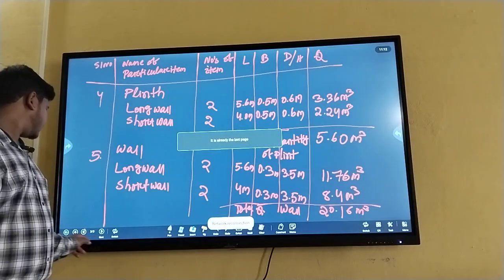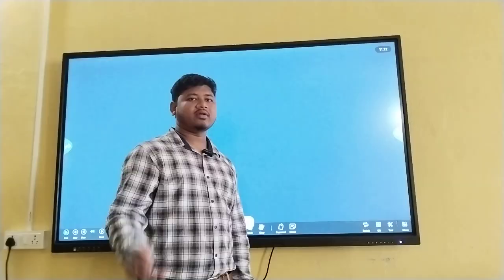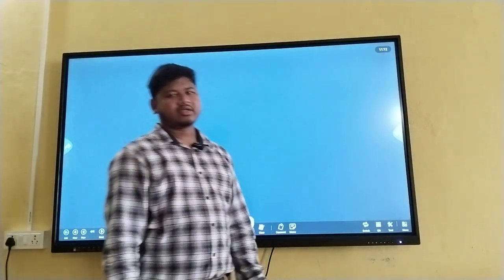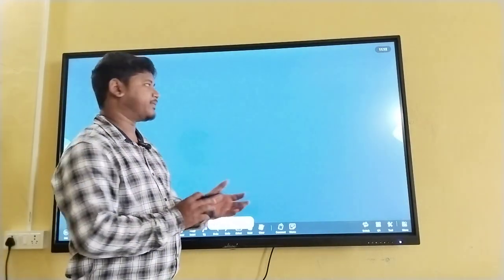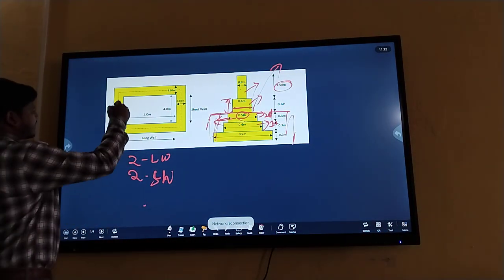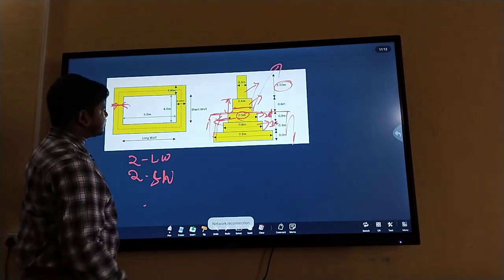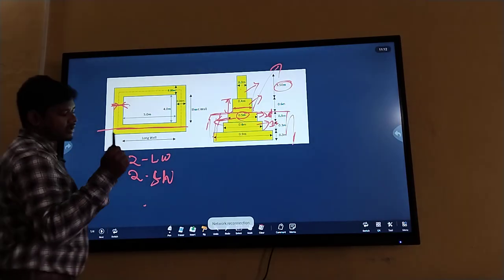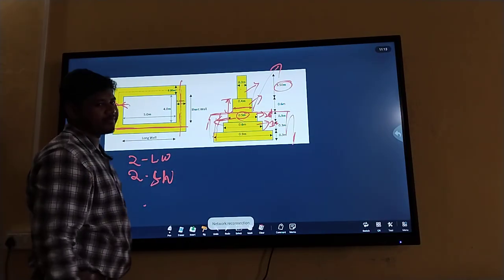Next, in the next class we can calculate by another method, which is the center to center long wall and short wall method. It is similar to this method, but it is calculated through the center line. You can see a center line is drawn here, so we can calculate by the center line method using this center line.